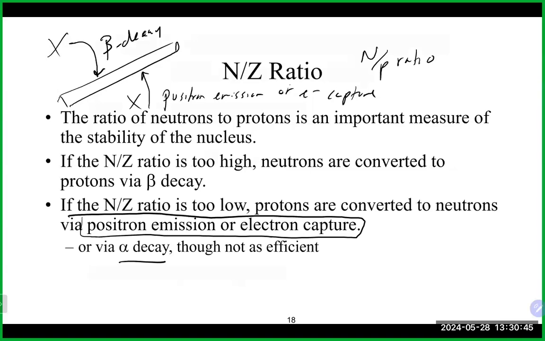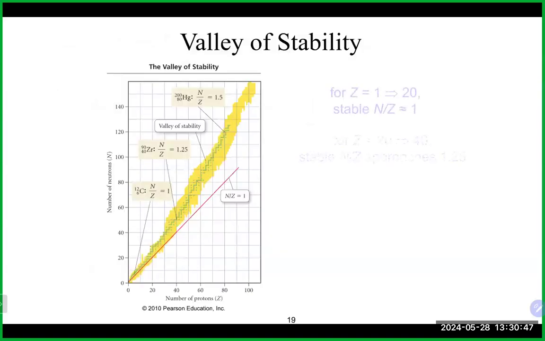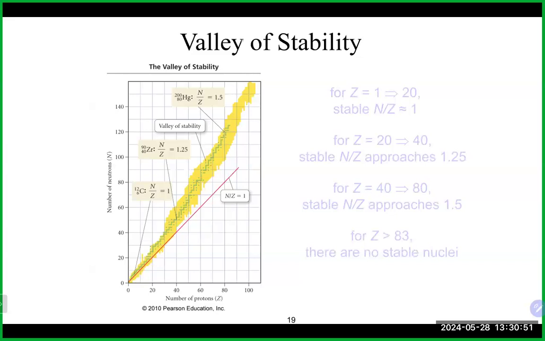So how do we know if our ratio is too high or too low? There is what is sometimes referred to as the valley of stability. Some call it the belt of stability. It is this ratio here. What we're talking about again is if we're too high, we're going to bring it down with a beta decay. If we're too low, we're going to try to bring it up with a positron emission or electron capture.